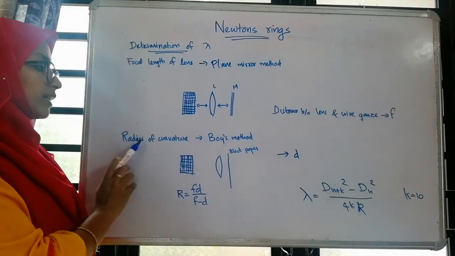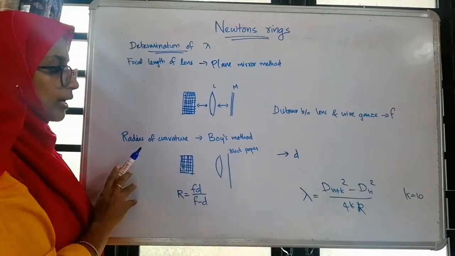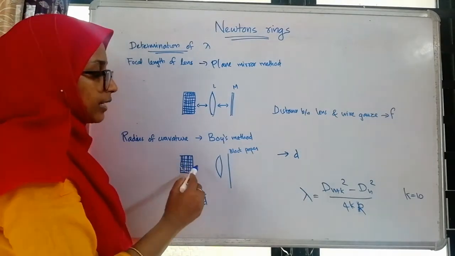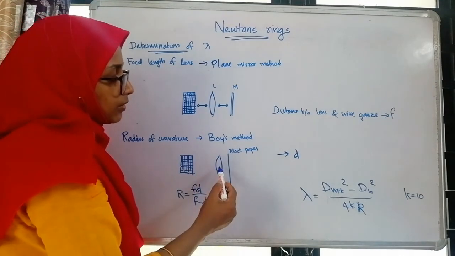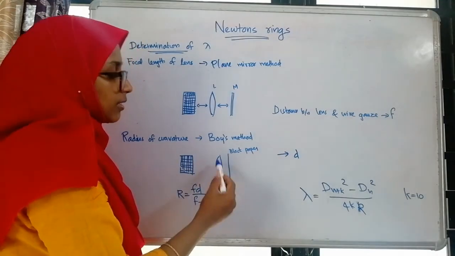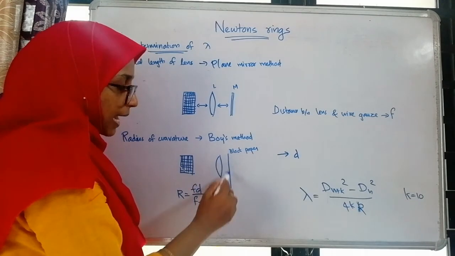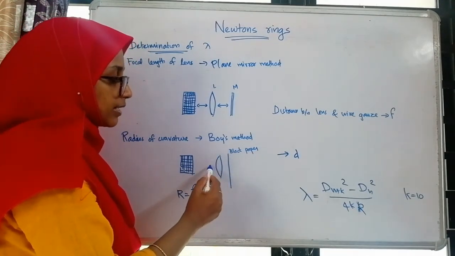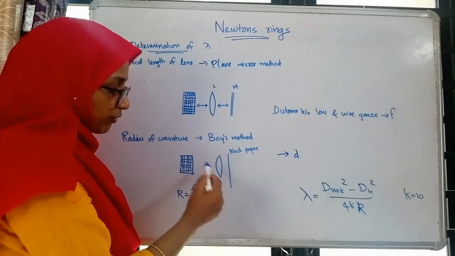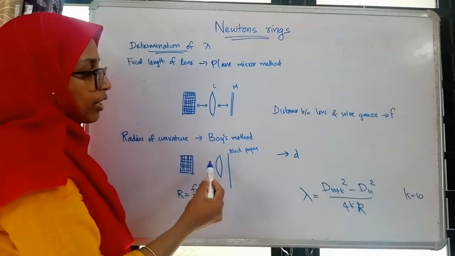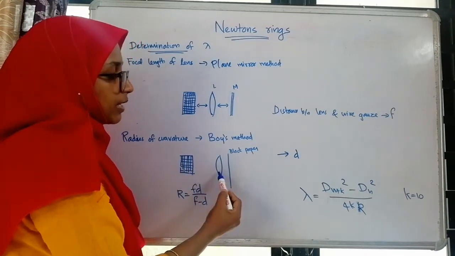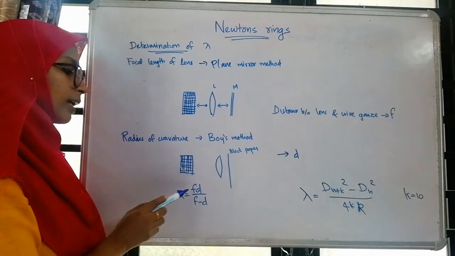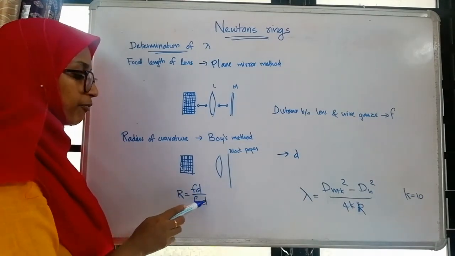Next, the radius of curvature by the Boys method. The wire gauze is placed here. It will have a screen with it, and the source of light is placed. Now a black paper is placed behind this lens. That is the Boys method. In this, the lens is moved to get a clear image of this wire gauze on the screen. Now the distance between the wire gauze and the lens is measured as d. From this, the radius of curvature using the Boys method can be calculated as f into d by f minus d.